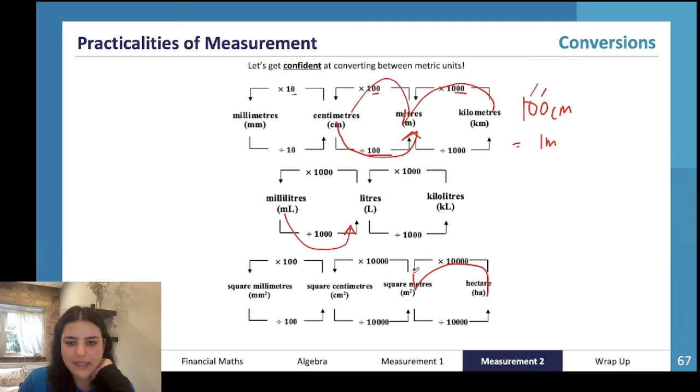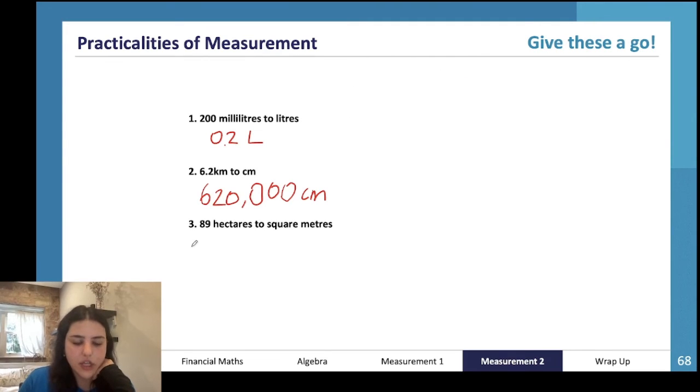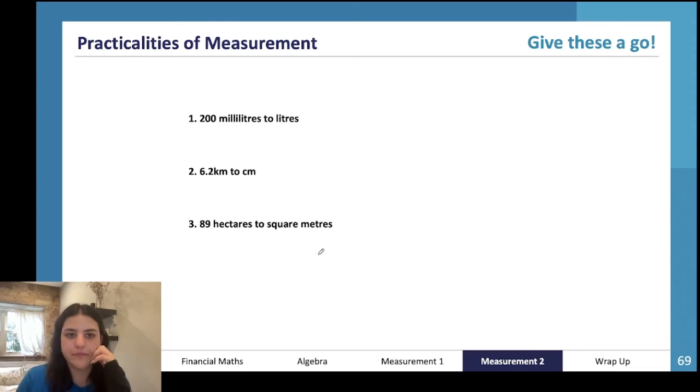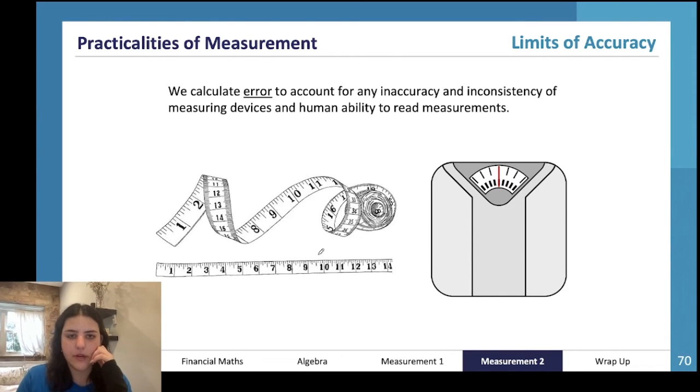Hectares to square meters is times by 10,000. So 89 times by 10,000 is 890,000. There we go. Square meters. Always write your units. All right, well, we have all that written there for your answer.